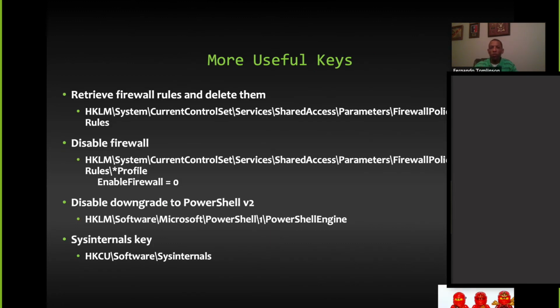So here are some more useful keys from a red team perspective. In the registry, we can see all the firewall rules that are applied, and we can simply go in there and remove those firewall rules, right? All from the registry. We can carte blanche disable the firewall. We can also downgrade our version of PowerShell. Modern versions of PowerShell have a large subset of security built in, and older versions of PowerShell, not so much. So what an actor likes to do is downgrade to the older version because there's no security. But from a blue team perspective, we can disable that.